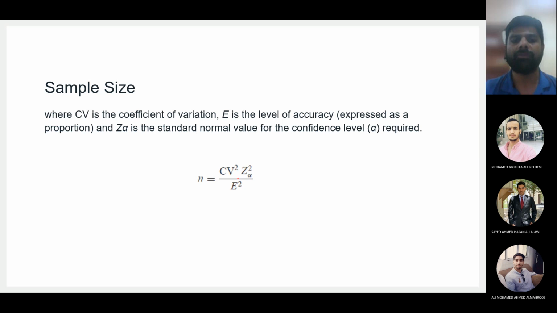CV is the coefficient of variation. Z alpha is a standard normal value for the confidence level which you require from the data. Standard normal is a normal distribution. We discussed it in the last topic as well. We have a Z table. If you go to the slides of the last topic, you will see the Z table. I told you that normally we assume that whatever data we are collecting follows a normal distribution. That's why we are using Z alpha here.